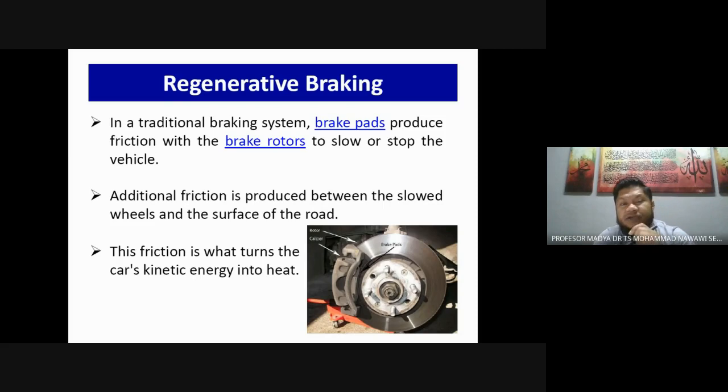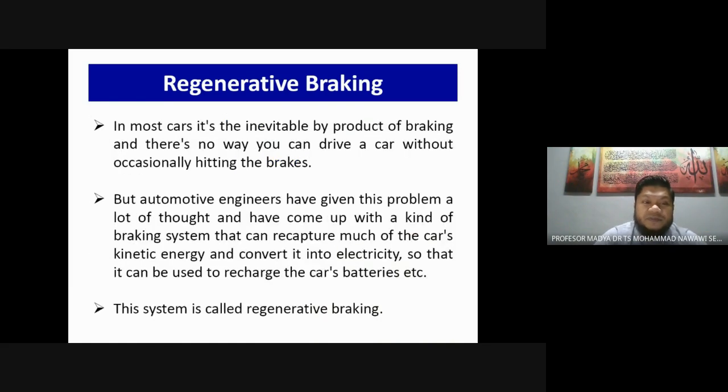So again, regenerative braking. In a traditional or conventional mechanical braking system, the brake pads produce friction with the brake rotors to slow or stop the vehicle. Additional friction is produced between the wheels and the surface of the road. This friction is what turns the car's kinetic energy into heat. In most cars, it's the inevitable byproduct of braking, and there's no way you can drive a car without occasionally hitting the brakes.